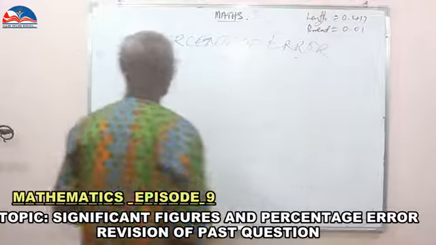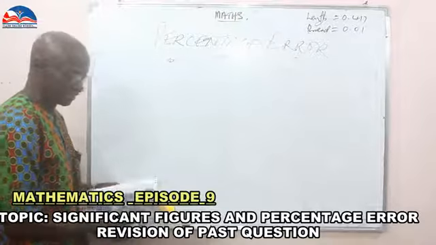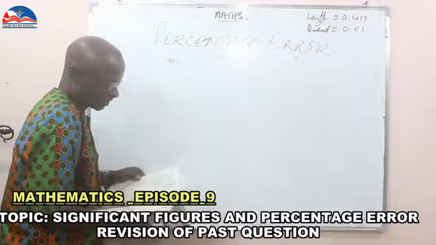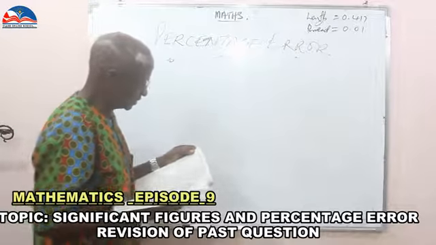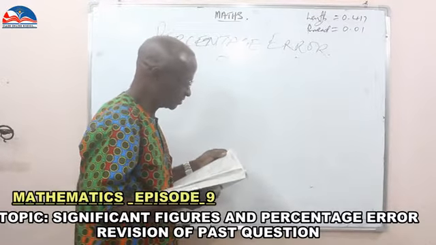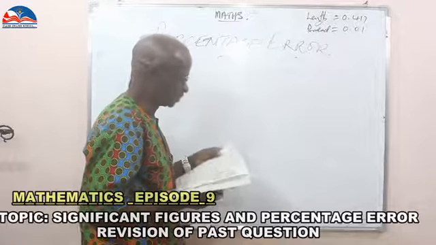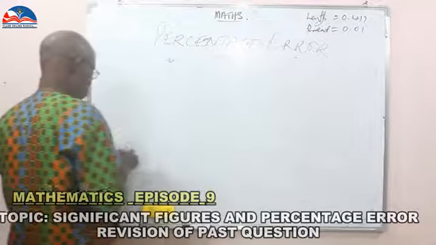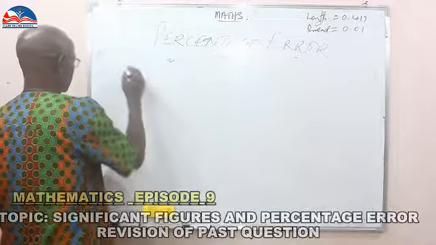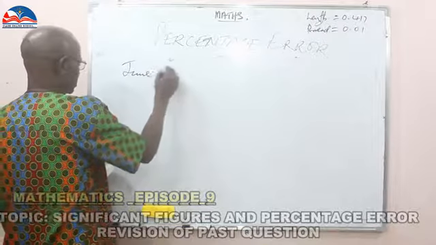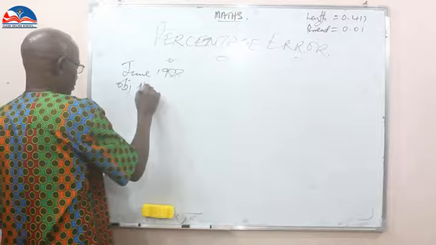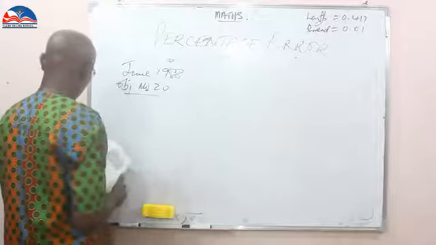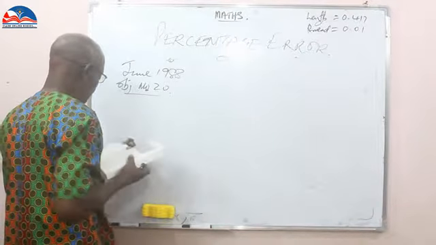Drive home our point. I want to take some numbers from past papers. Sorry. Let's take June 1988, question number 20, OBJ. June 1988, number 20. And it goes thus.